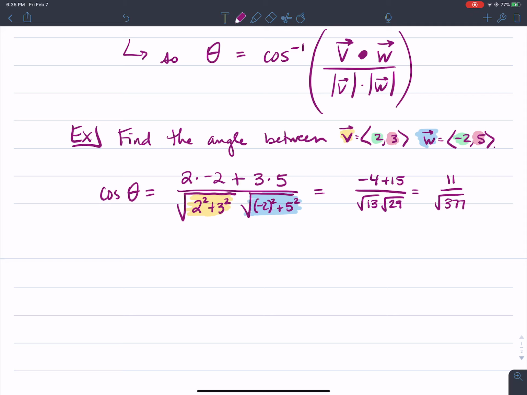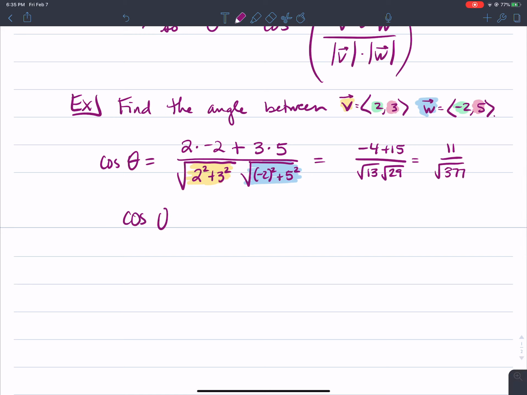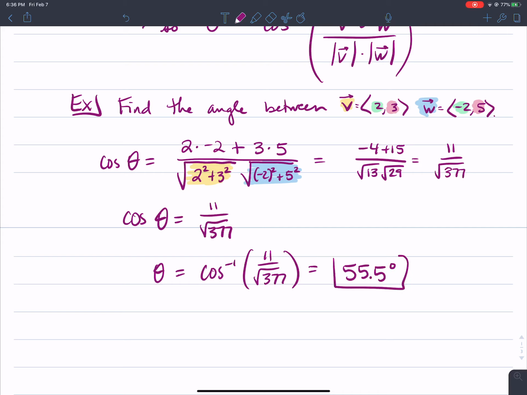Yikes. So we end up with cosine of theta equals 11 over the square root of 377. So if we're going to actually find theta, we need to do the inverse cosine of that. And we get from our handy-dandy calculator that theta is 55.5 degrees. Voila. All you're doing is typing into your calculator.